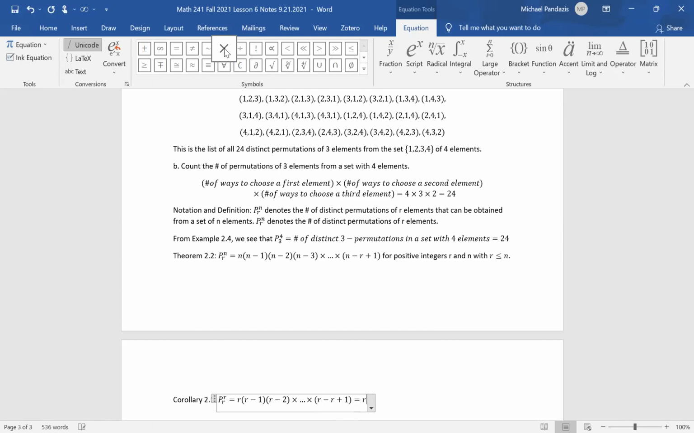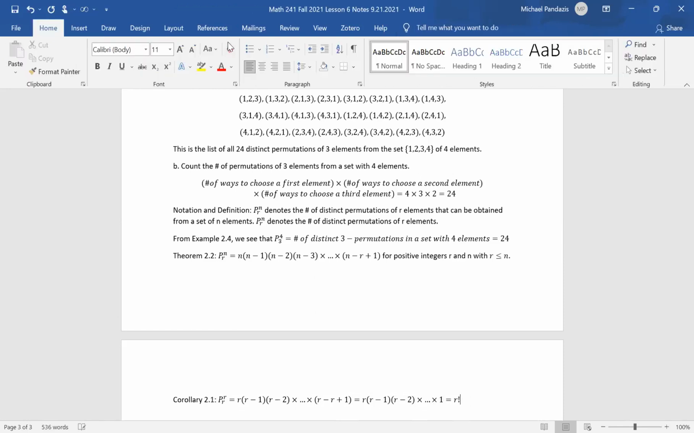So this is really R times R minus 1 times R minus 2 times ... times 1. And that's equal to R factorial. And this is for positive integers R.